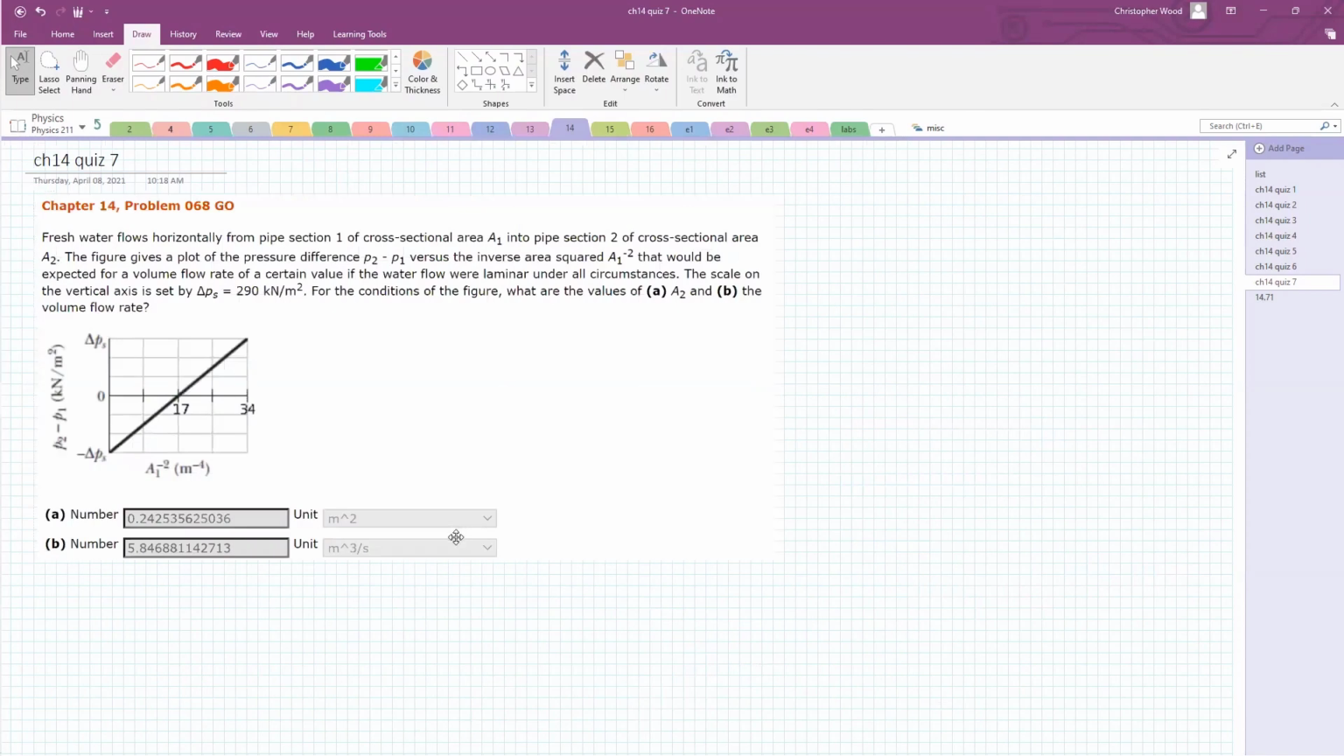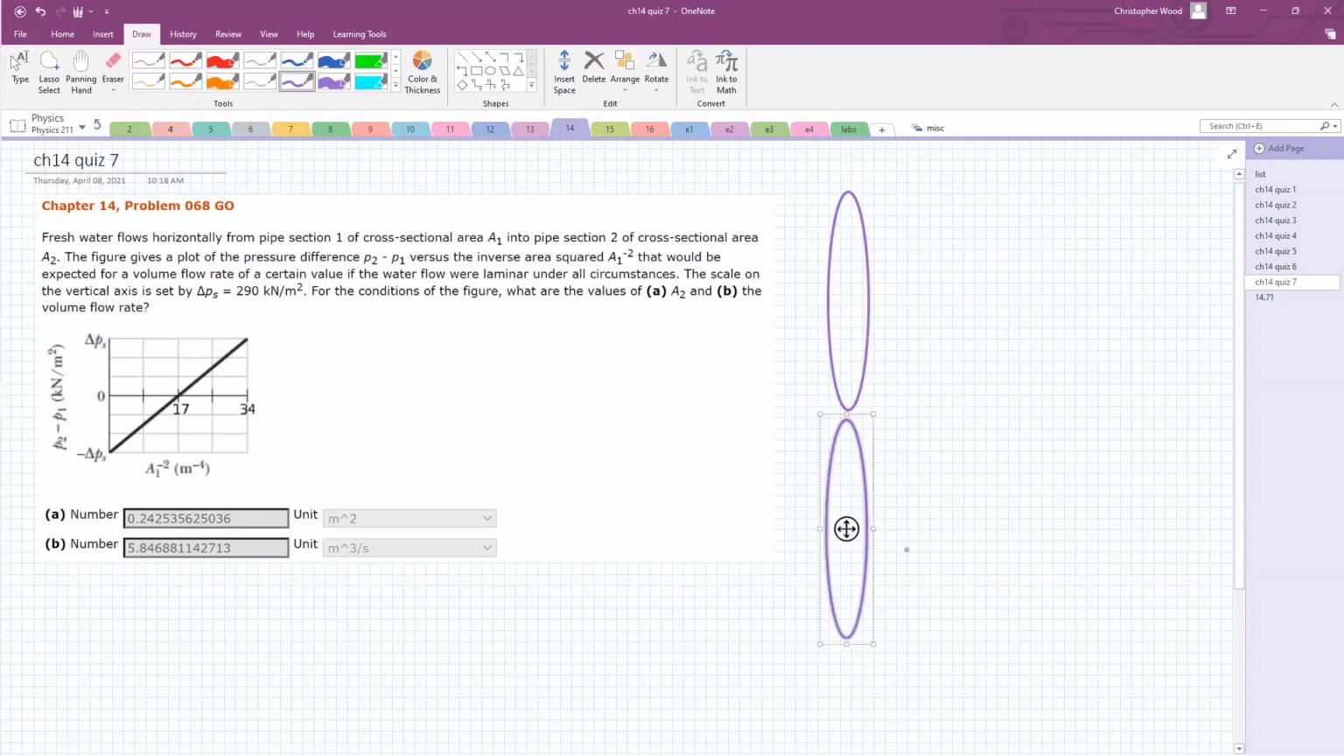So here it goes. This is a pipe. Fresh water, so right away I know rho equals 1,000 kilograms per cubic meter. Fresh water is flowing horizontally. So I'm going to draw a horizontal pipe. Here's one side of the pipe over here, and then maybe here's the other side of the pipe over here. And this is what the pipe looks like.